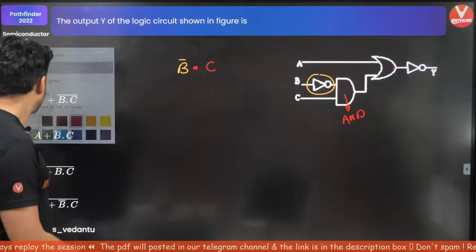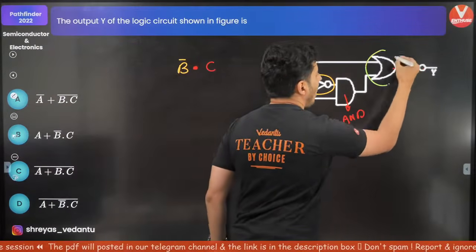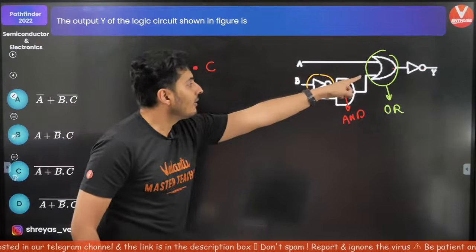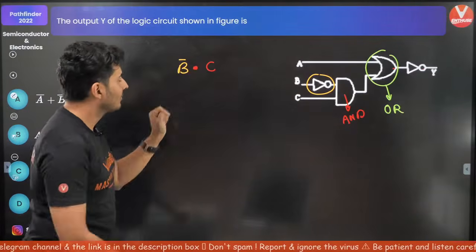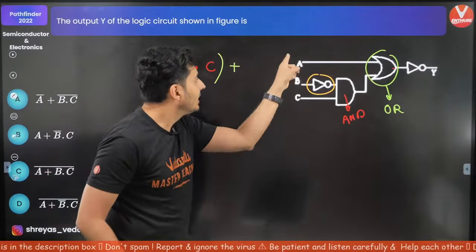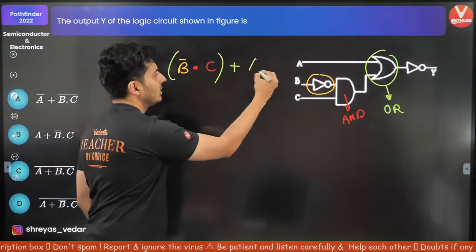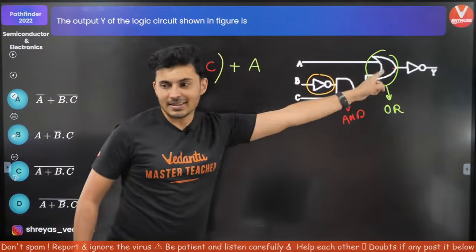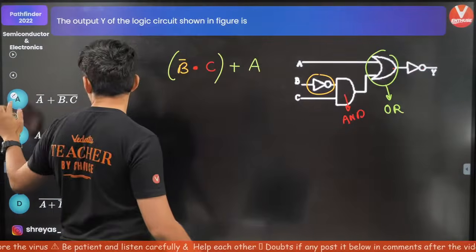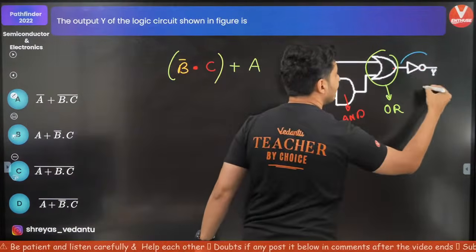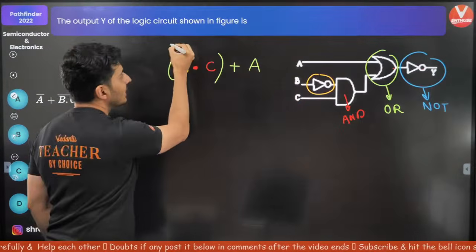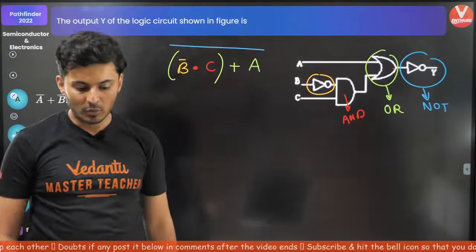So think, if this is an OR gate, one of the inputs is this one. That means this plus, OR with A. A is the other input. That is what this is. Lastly, do not forget there is a NOT over here. So if this is also present, this is NOT. That means the entire output has to be inverted. So put a NOT over there.